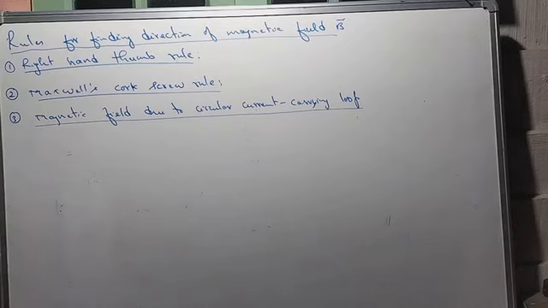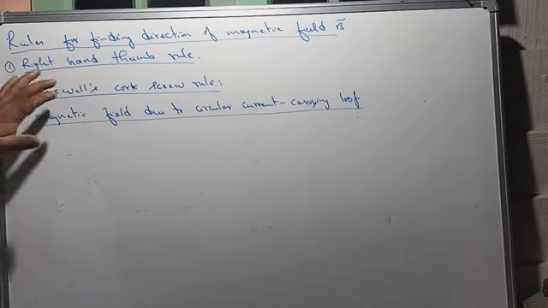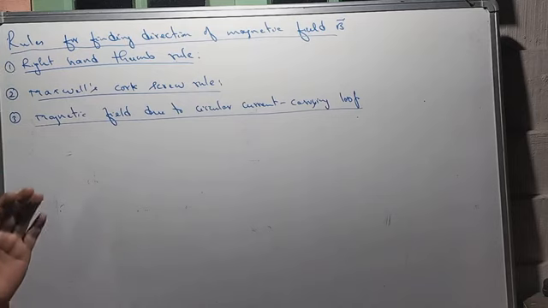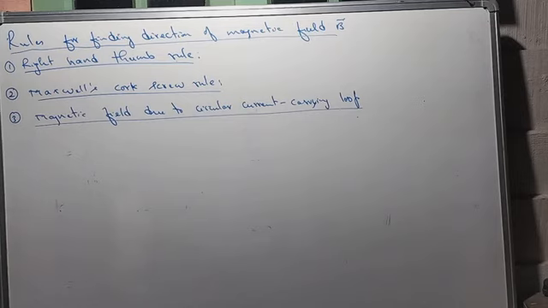Okay, you all know that magnetic field is a vector quantity, which means it has a direction. To determine the directions of a magnetic field due to a conductor carrying current, we have different rules. First, we will discuss the right hand thumb rule. Now what does this right hand thumb rule say?